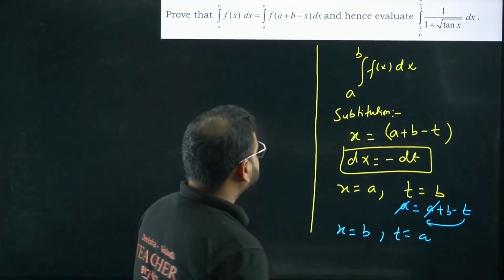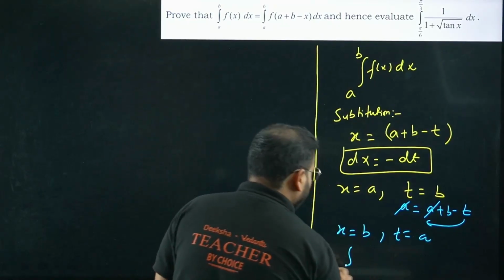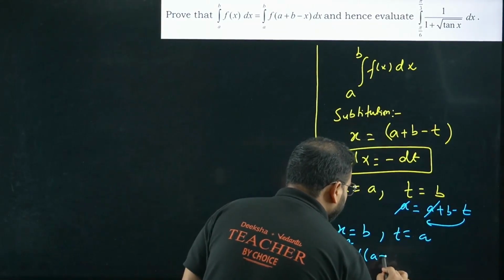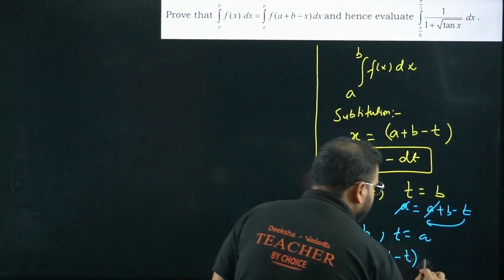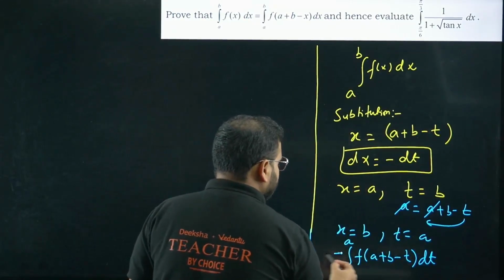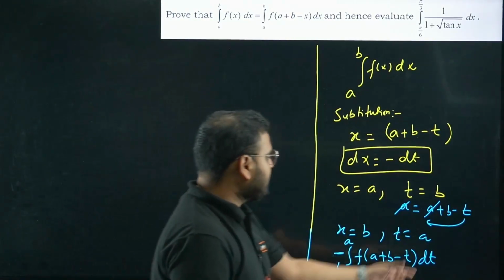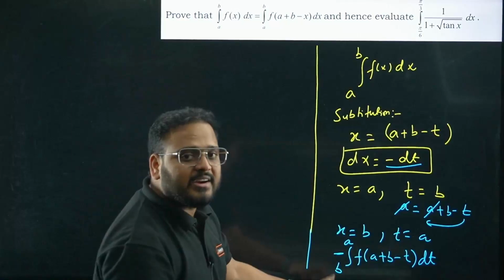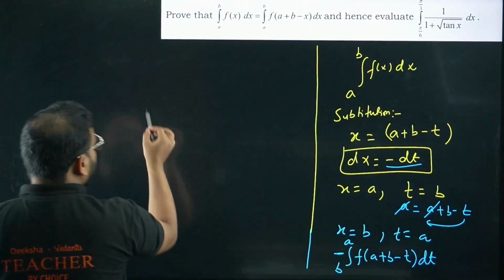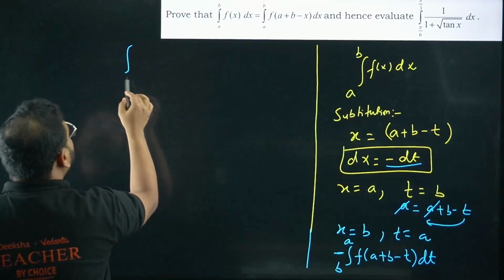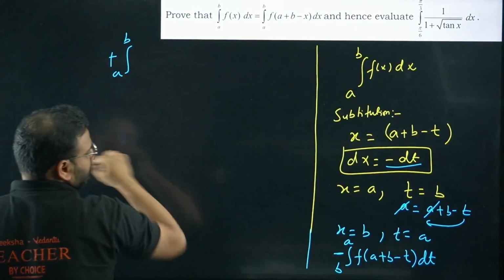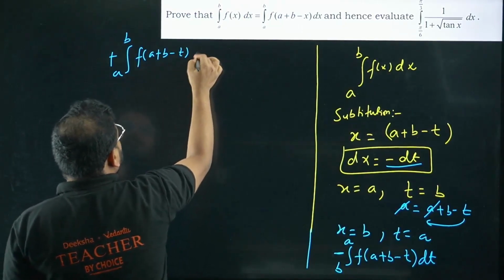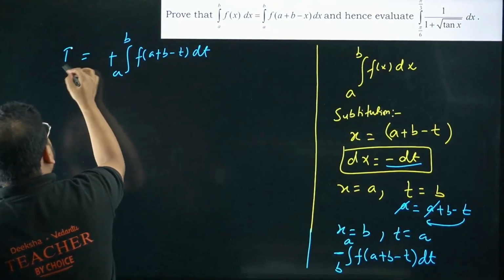So my integration will become now, have a look. I'll have from b to a, f of a plus b minus t, we have a dt, and there's a minus sign. This is minus dt, no? Please check. So it will become a minus sign. I can again interchange the limit with the negative sign. It will become, b to a will become a to b, this time with the plus sign, of course, because of the minus sign. Okay, what I get now? Integral f of a plus b minus t dt. Okay, this is my integration.